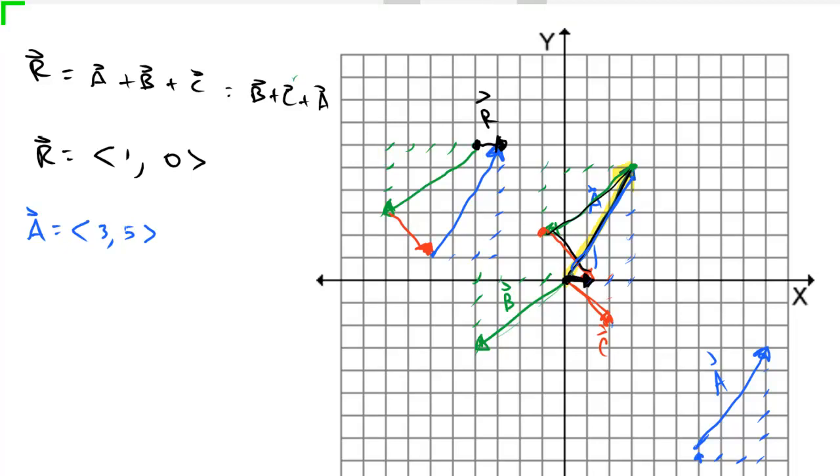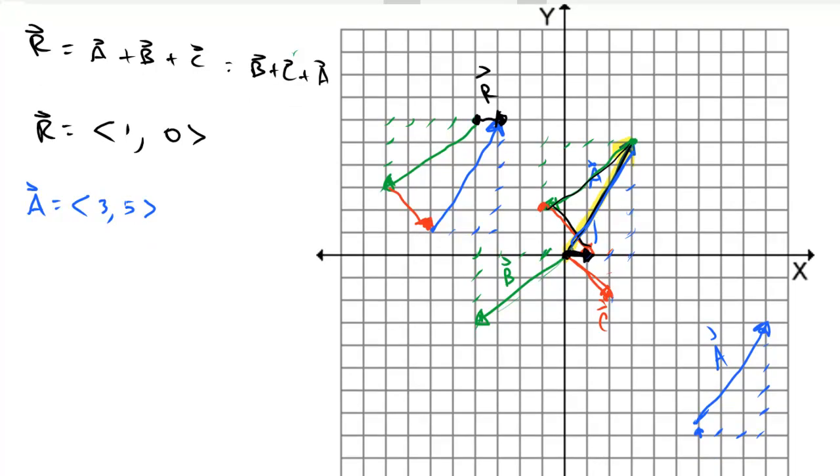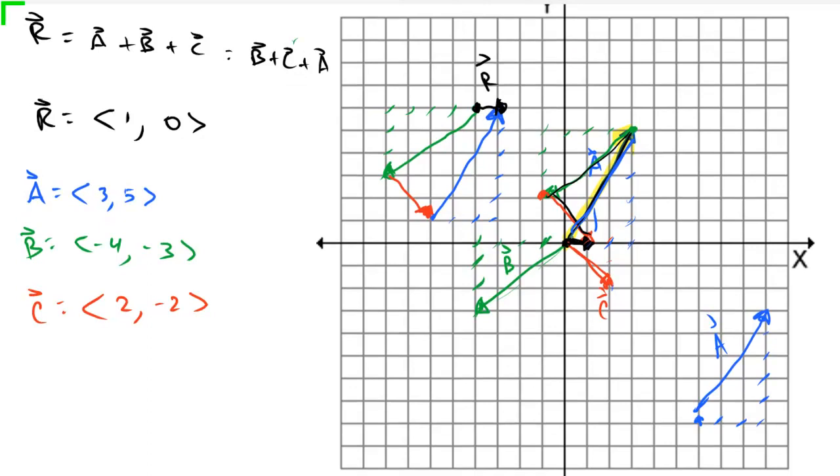Vector B moved to the left, so that'll be a negative 1, 2, 3, 4. So vector B will be negative 4 in x, that's the x component, and the y component will be 1, 2, 3 downwards, or negative 3. And lastly, vector C was to the right 2 and down 2. So vector C can be expressed as a positive 2 for the right and a negative 2 to move down.